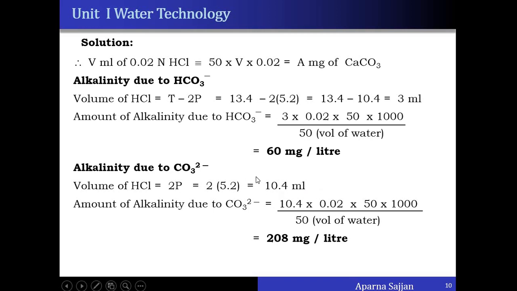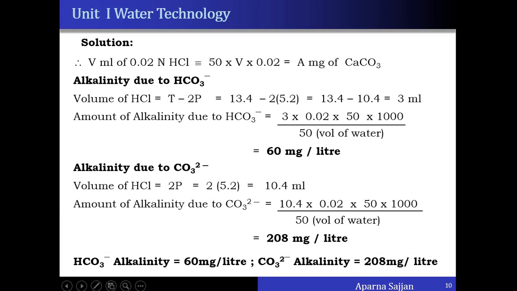So out of 13.4, 3 ml was used for bicarbonate alkalinity neutralization and 10.4 ml of acid was used for carbonate alkalinity neutralization. So this is the calculation: 10.4 into 0.02, 50 into 1000 upon 50. The answer comes to 208. And again mention the different types of alkalinities with their amount at the end.